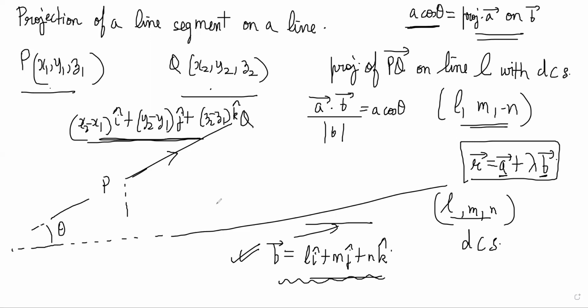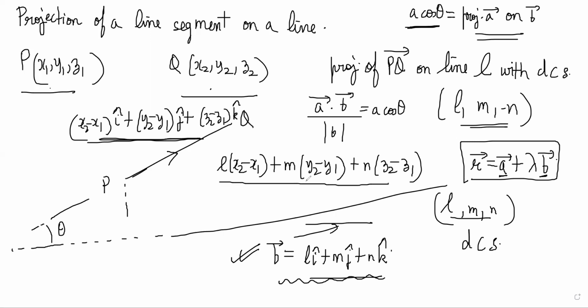Yes, sir. So dot product of these two vectors will be L times (x2 minus x1) plus M times (y2 minus y1) plus N times (z2 minus z1), divided by mod of B. Mod of B is 1 only because direction cosines were given. If direction ratios are given, mod of B will be something, right? Yes, sir. And then you take the mod of this because you want a positive value, which is the distance in real. Distance should be positive. Dot product could have been negative. The positive value of that distance is the projection.